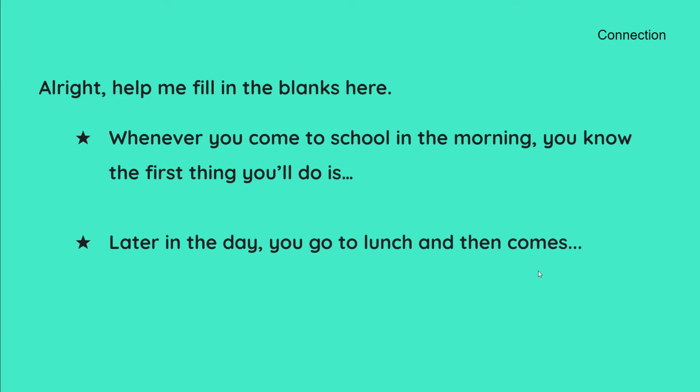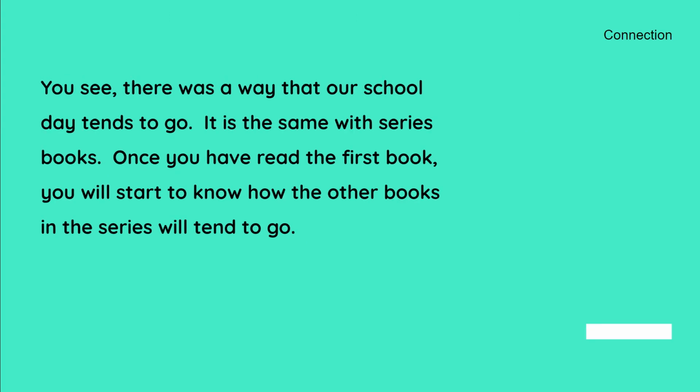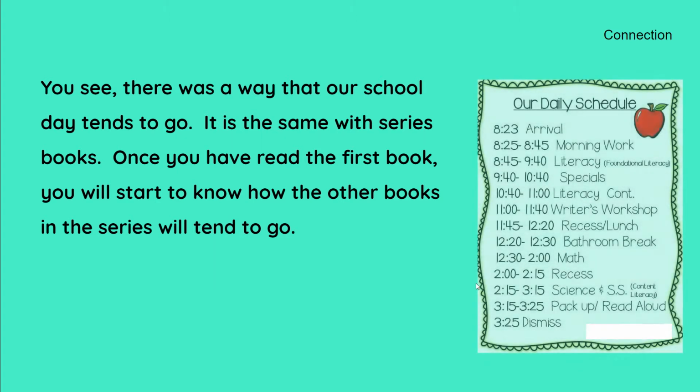Well, what about later in the day when we go to lunch? Think about what you would do if you had to go to lunch. Day after day, is it pretty similar? Could you make a prediction based on what you already know on what you think might happen the next day? Well, you see, there are ways that our school day tends to go, and that's kind of the same as series books. Once you've read the first book, you'll start to know how the other books in the series might tend to go. So usually the schedules during the day are pretty similar, whether you're at school or at home. And we can make predictions based on what we already know about those things to help us get ready for what might happen in the future.